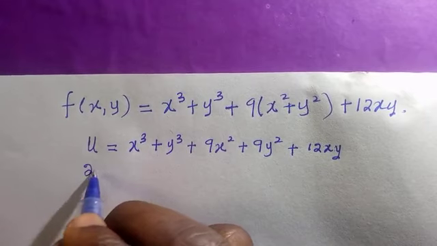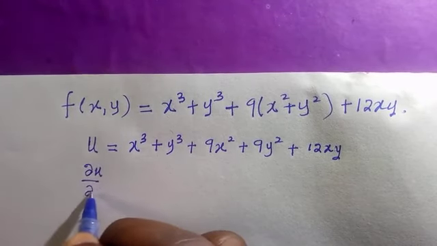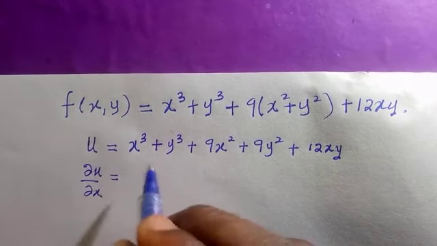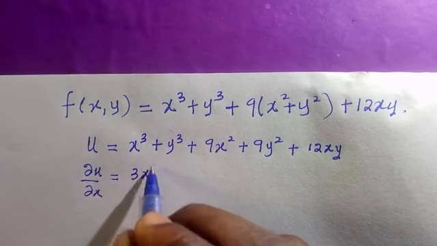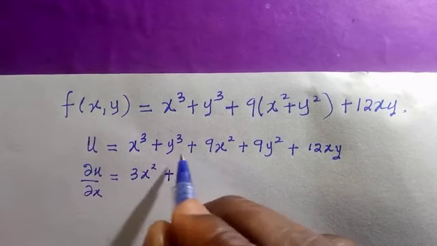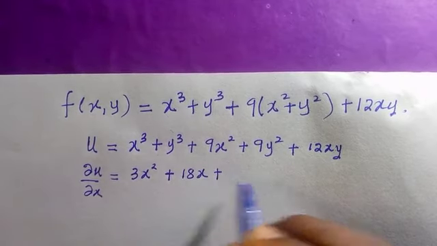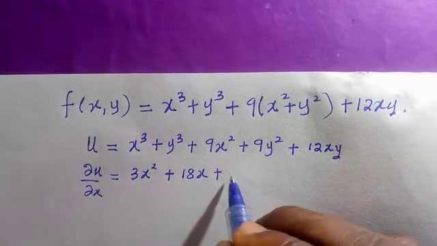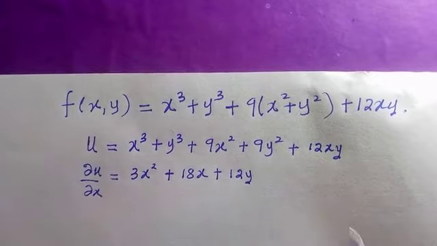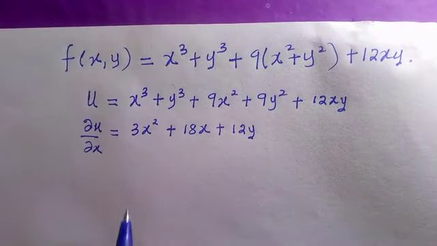The first thing I'm going to do when given this question is to differentiate with respect to x. Doing that, here becomes 3x raised to power 2, and this is 0, and this is 18x plus, this is also 0, and this is 12y, because we are differentiating with respect to x, so the x here becomes 1.